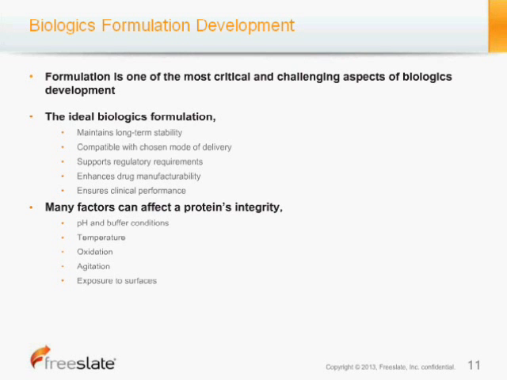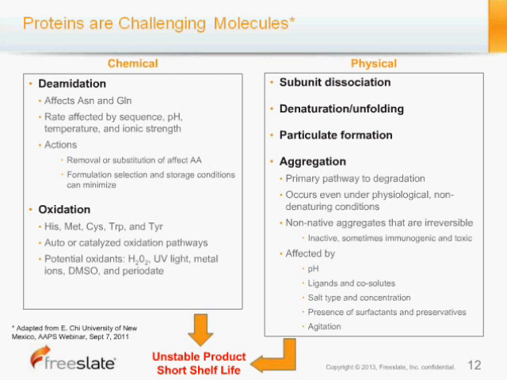So proteins are really very challenging molecules because they can degrade in many ways, and they're very, very complex. Some of the ways that proteins can degrade is chemically. Proteins can undergo deamidation, which affects the asparagine and glutamine amino acids. And the rate of deamidation is affected by the protein sequence, the pH, temperature, and ionic strength. Proteins can also get oxidized, and that typically affects the histidine, methionine, cysteine, tryptophan, and tyrosine amino acids. Potential oxidants are hydrogen peroxide, UV light, metal ions, and DMSO.